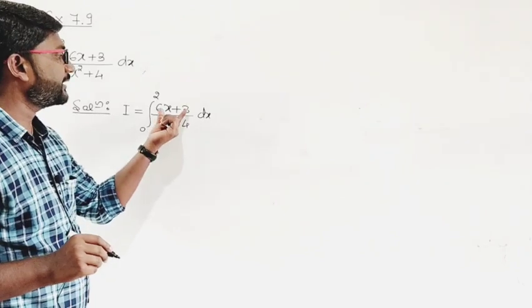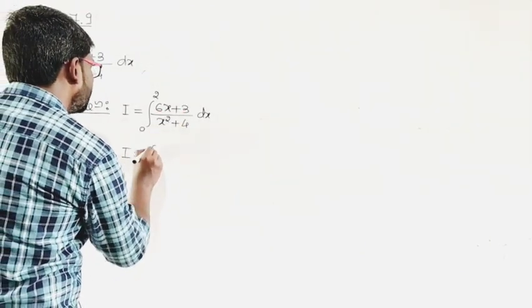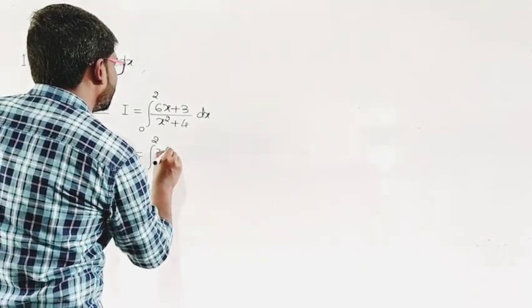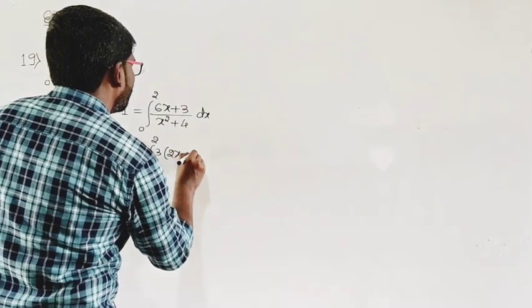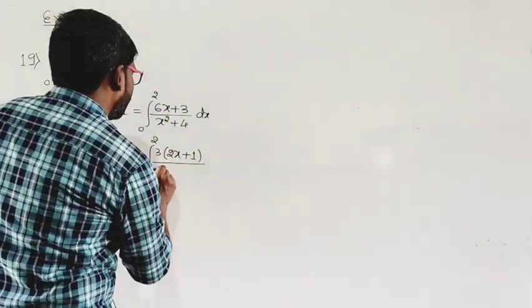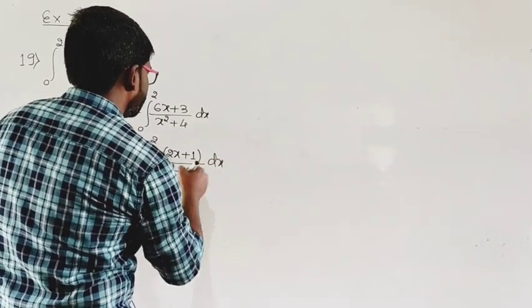In the numerator I take 3 common. So I is equal to the integral from 0 to 2, taking 3 common in the numerator, of (2x plus 1), then whole divided by (x square plus 4) dx.